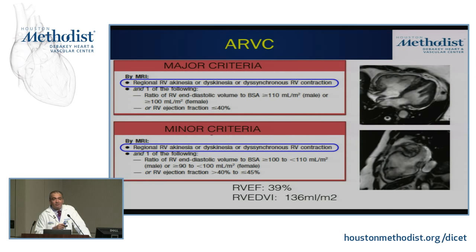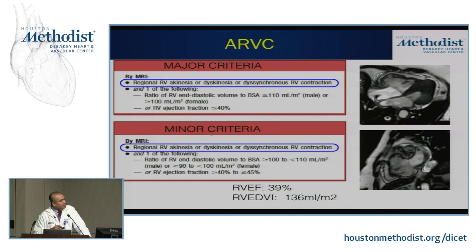But if you have this initial abnormality where there's some wall motion abnormality, then the next thing you look at is what's the size of the right ventricle. So if the RV end diastolic volume indexed to the BSA is greater than 110 for a male or greater than 100 for a female, that fulfills a major criteria. Or if the RV ejection fraction is less than 40%, that fulfills a major criteria for ARVC.